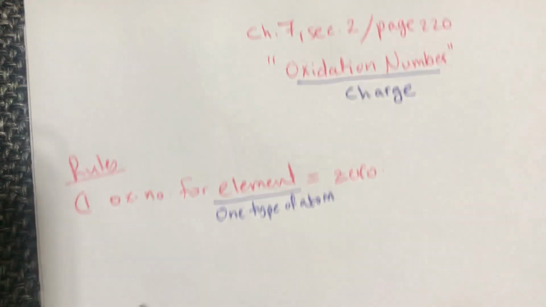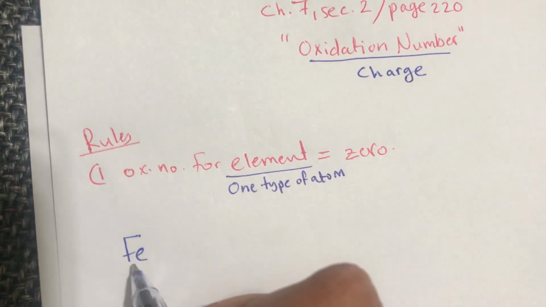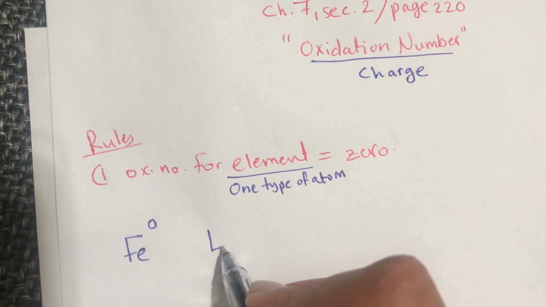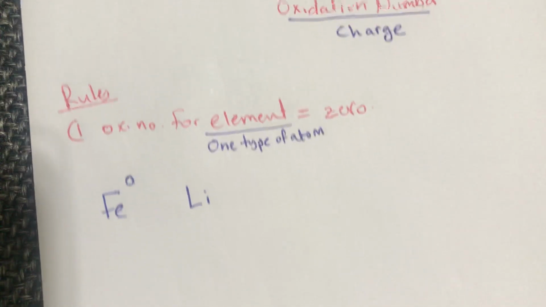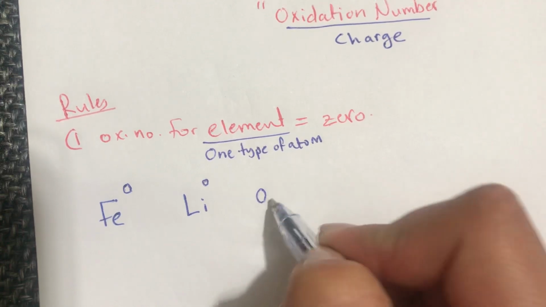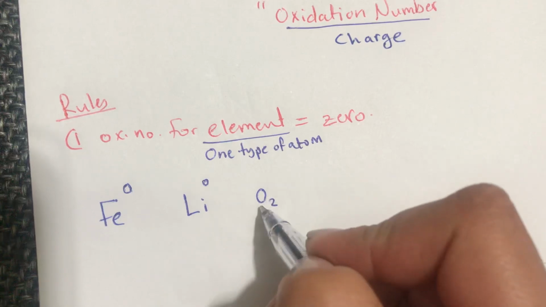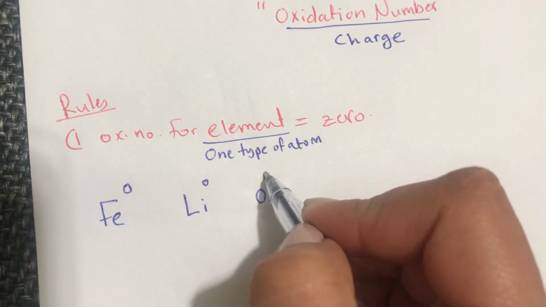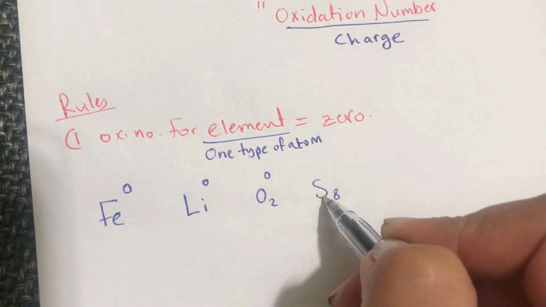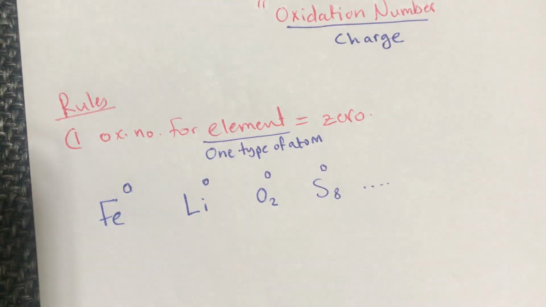So for example, the oxidation number of iron. Iron, one type of atom, so the oxidation number is 0. Lithium, one type of atom, so the oxidation number is 0. Oxygen gas, regardless of the number of atoms, is still one type of atom, so the oxidation number is 0. S8, one type of atom, so the oxidation number is 0, and so on.